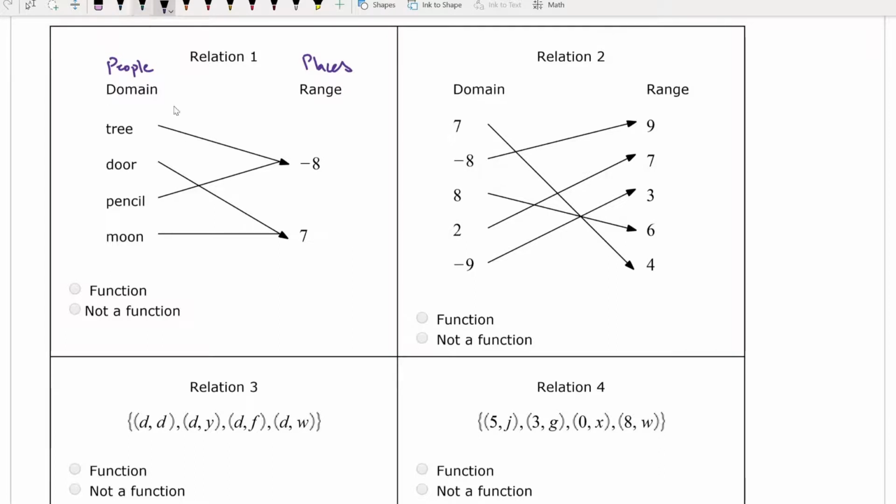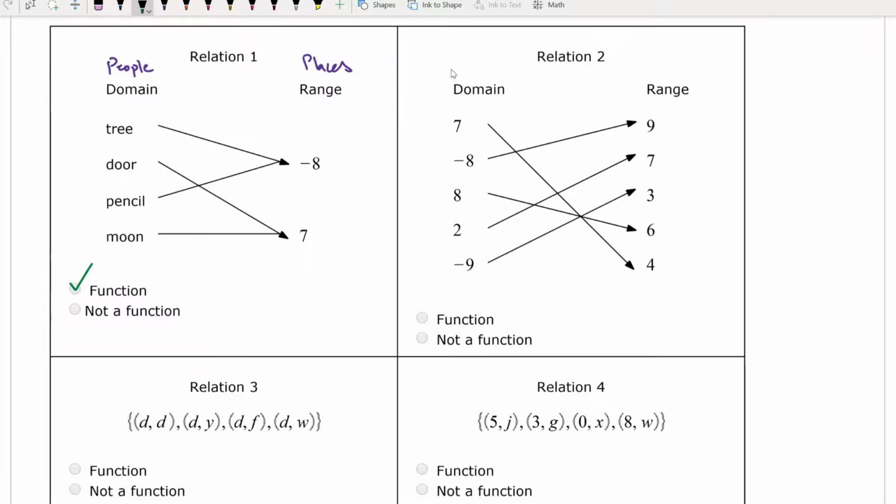So we're going to look at the first one. Tree goes to -8, door goes to 7, pencil goes to -8, moon goes to 7. So none of the domain is repeated twice, or none of these people go to 2 different places. So it is a function.